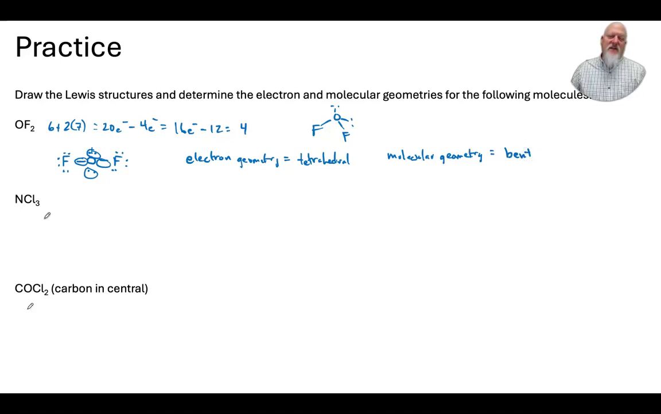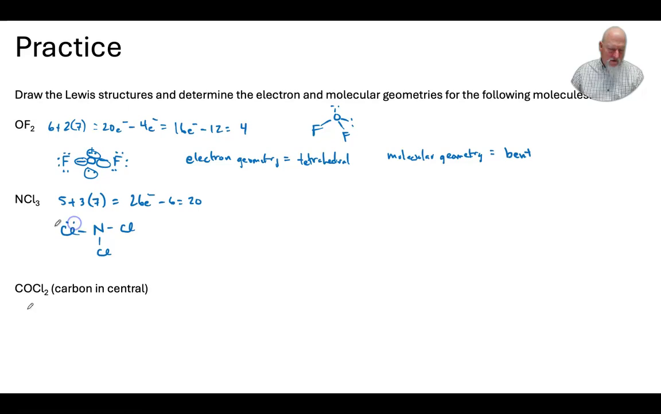Alright, NCl3. Counting our total valence electrons, nitrogen has 5, plus 3 times chlorine has 7. And there's 3 chlorines, that's why we're multiplying by 3. 3 times 7 is 21, plus 5 is 26. So we have 26 electrons. Drawing the skeletal structure, I've got nitrogen with 3 chlorines on it, like that. We use 6 electrons. We now have 20 left.